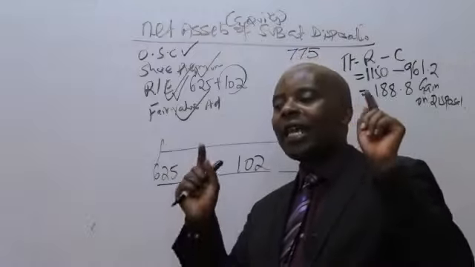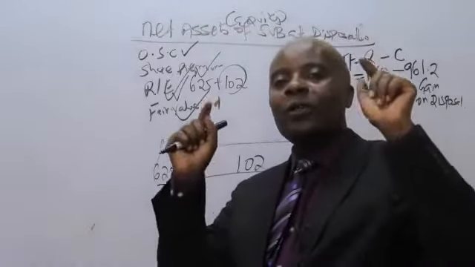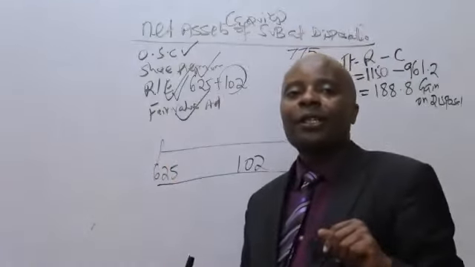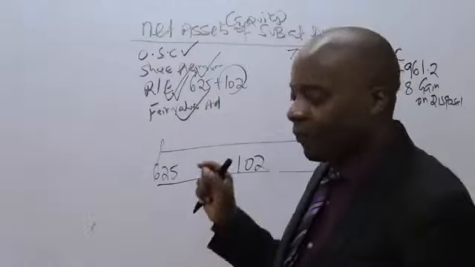So then we have gotten 188.2. Could you kindly take that figure to the statement of consolidated incomes? Right? Take that figure of gain.